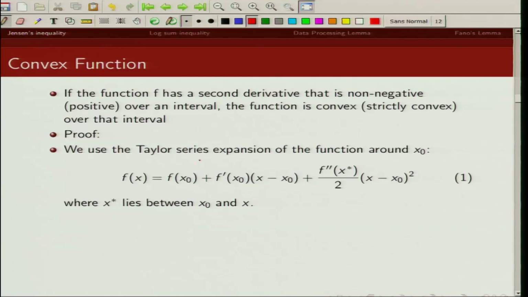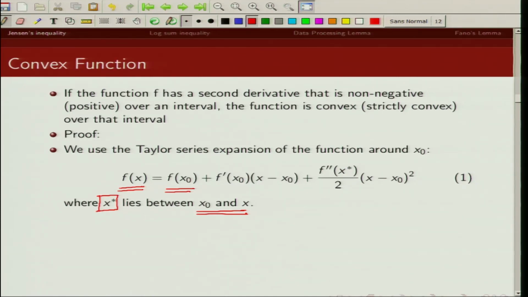So we do a Taylor expansion of this function around x naught, where x naught is a point in this interval. Taylor's series expansion I can write as f of x naught plus the first derivative of f evaluated at x naught times x minus x naught, plus the second derivative of this function f evaluated at some x star, divided by 2, times x minus x naught squared, where this x star point lies between x naught and x.